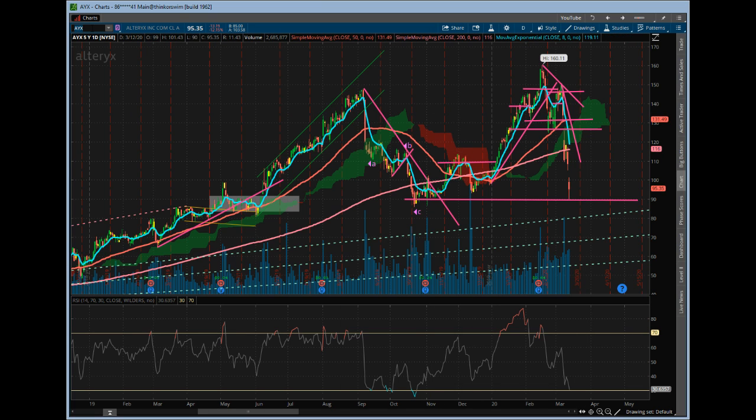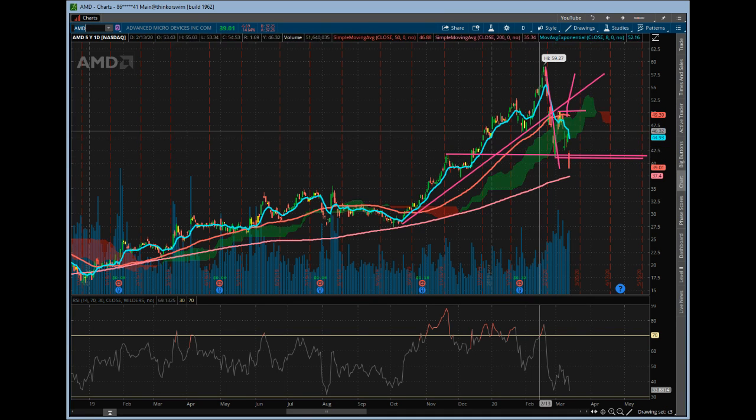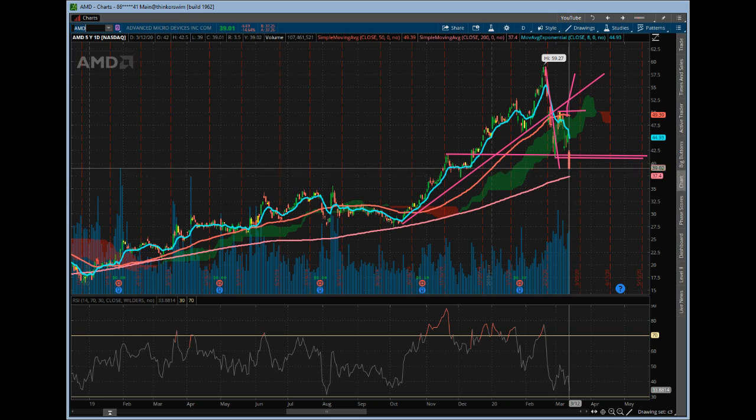And then AMD. AMD, wow, that's another one really, really weak. Closed below all its trend line pivots right here. Big volume, right? 200-day moving average is right below as well. So possible target. So good stuff.